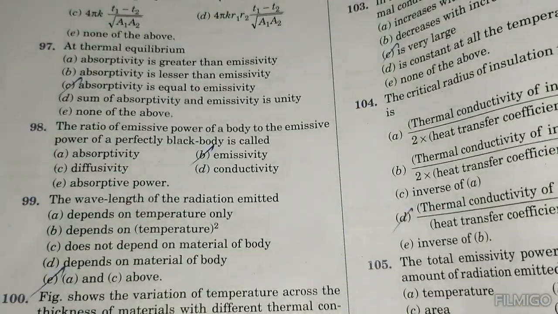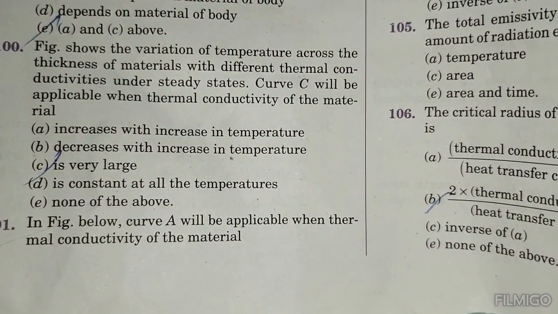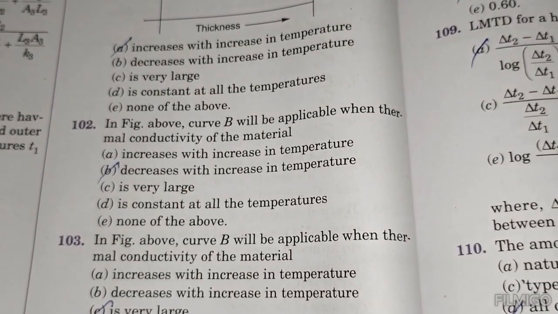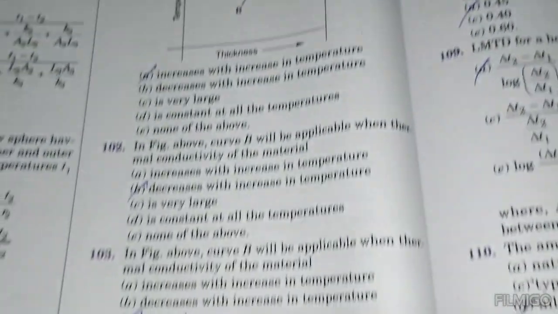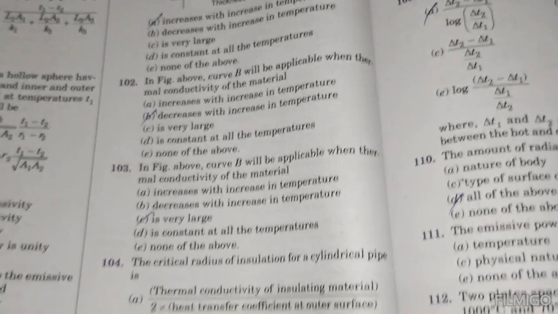In the above figure, curve A will be applicable when the thermal conductivity of the material is increasing with increasing temperature. Curve B is applicable when the thermal conductivity of the material decreases with increasing temperature.